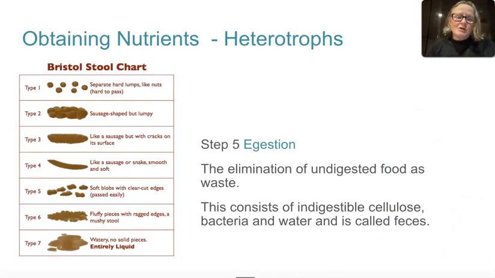But there will be bits that we don't need at all, and that's the fifth step, egestion. Egestion is just the elimination of unwanted, undigested food, and this is usually, for us, indigestible cellulose, plus all the bacteria that are in our gut and any other water, and that's called feces.